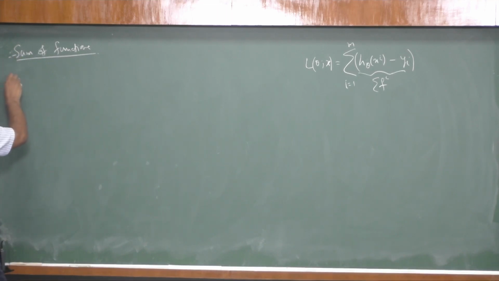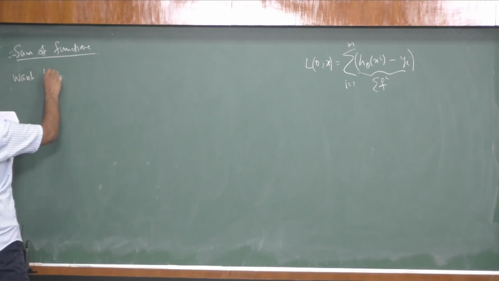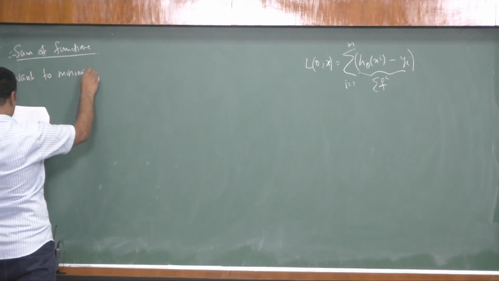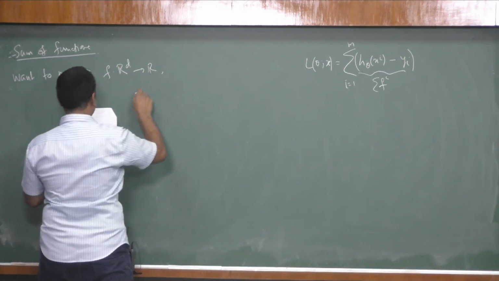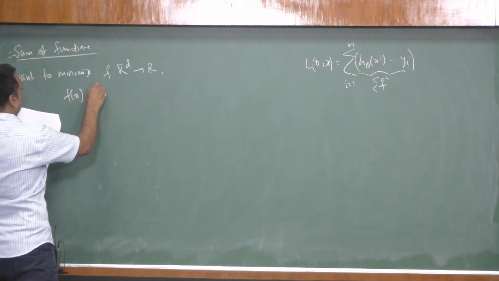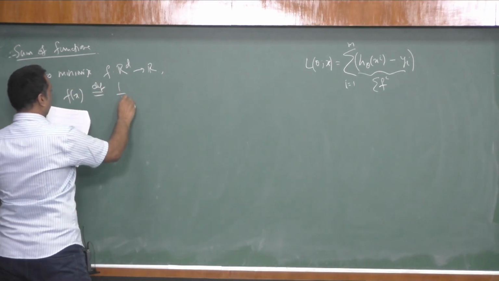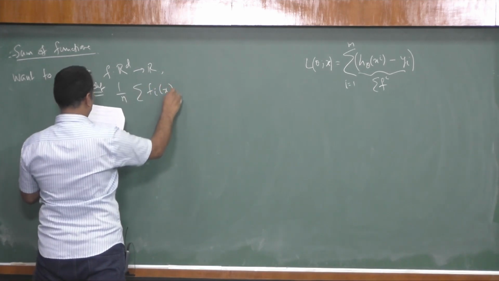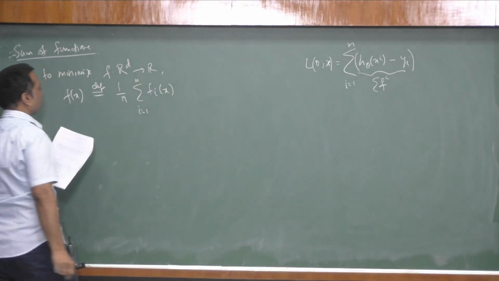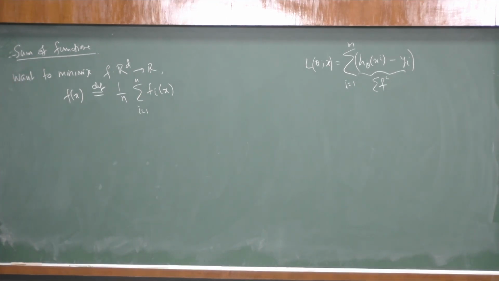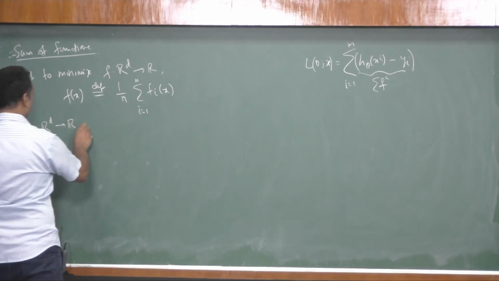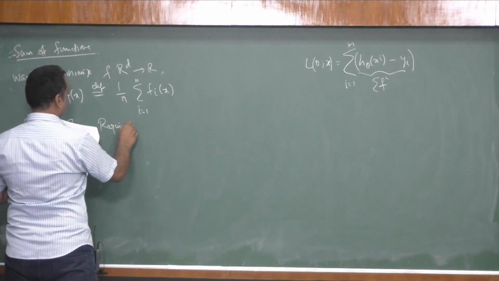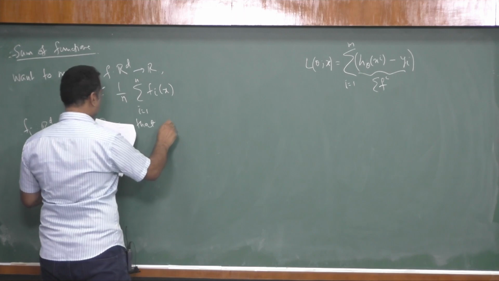So we want to minimize a function f from R^d to R, where f is seen as a function of the sum of f_i, i equals 1 to n. We call this sum of functions, where the f_i's are multivariable but real valued, and we require that the problem is well posed.